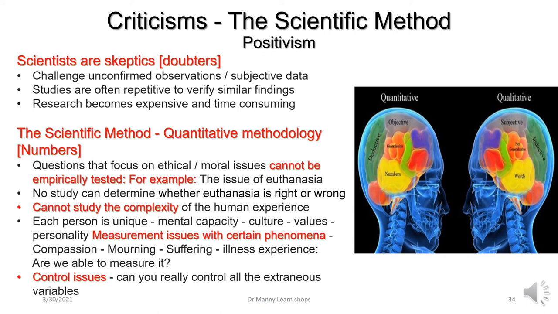Each person is considered to be unique, has a unique mental capacity, a unique culture, unique values, personality, measurement issues with certain phenomena, compassion, mourning, suffering, illness experience. Are we able to measure it? I don't think so. There are control issues, so can you really control all the extraneous variables? Their criticisms related to the scientific method: it's too rigid, it's too fixed, it's not flexible. And there are questions related to whether really you can remain neutral as an observer, as a researcher, and control everything.